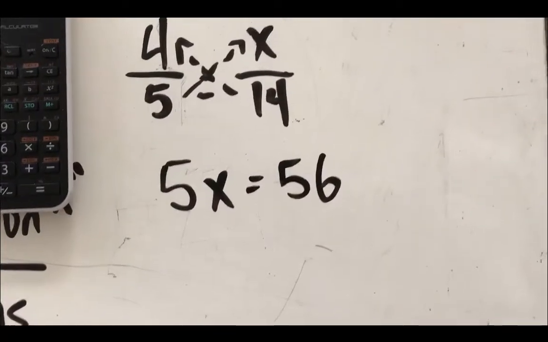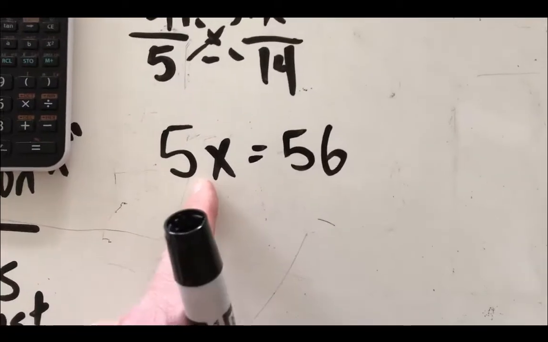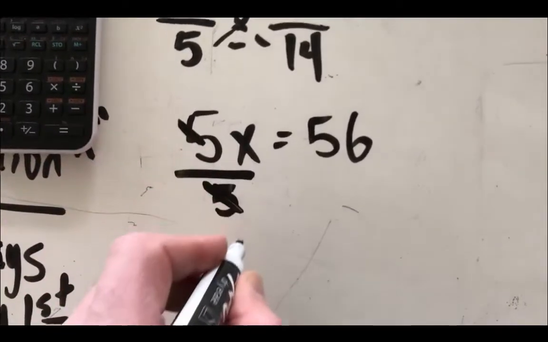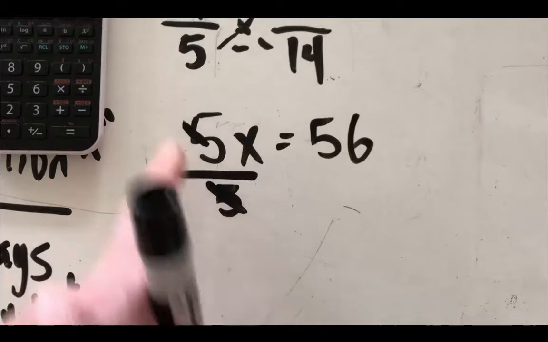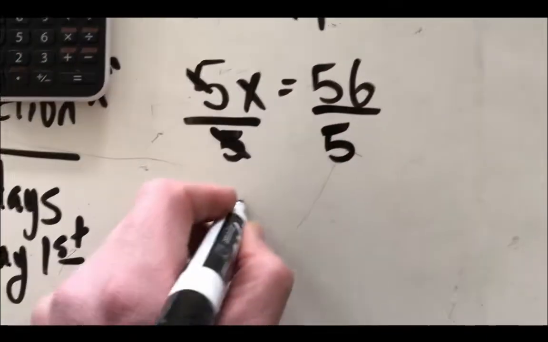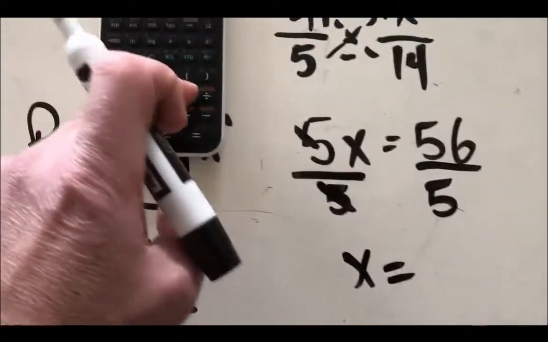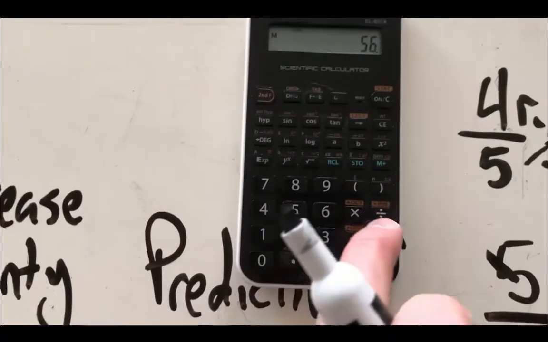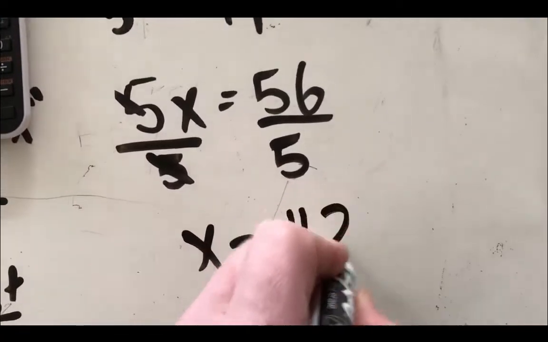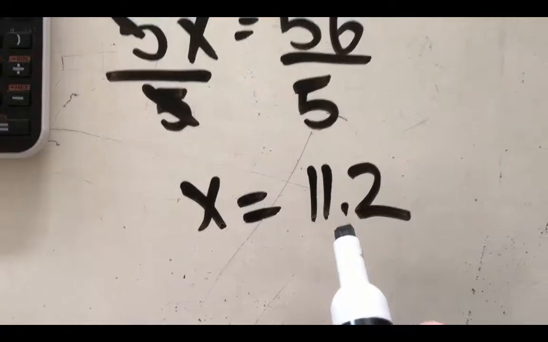Okay, now how do I solve for x? This is multiplication, so the opposite function is division, which I'm sure you guys should know. And you should know that what I do to one side, I need to do to the other. All right, and so x is going to be equal to 56 divided by 5. And that answer is 11.2. Okay, so now I've solved for 11.2.